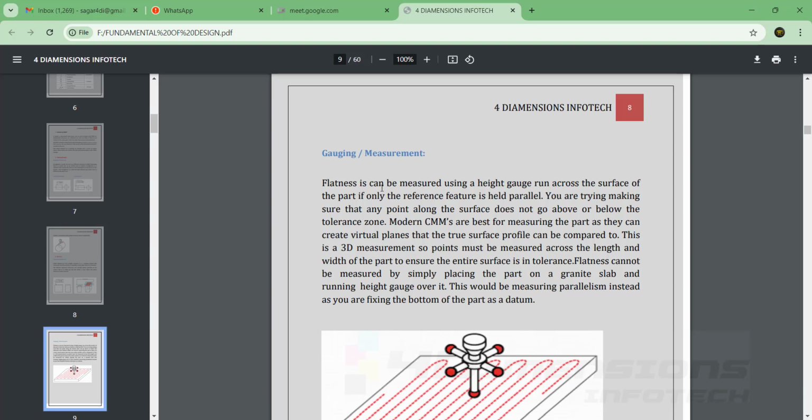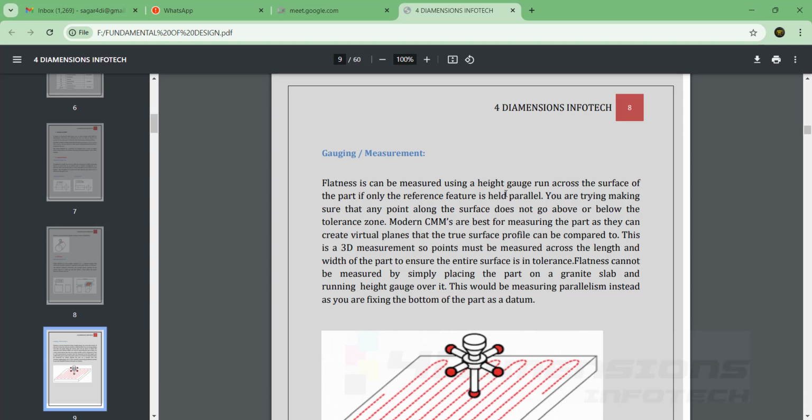Sometimes it is asked how flatness and other GD&T characteristics can be measured. So here it is given that it can be measured by using a height gauge. Now you should have knowledge of measuring instruments also to understand GD&T.